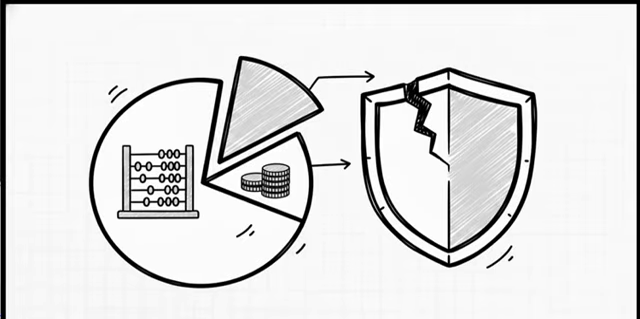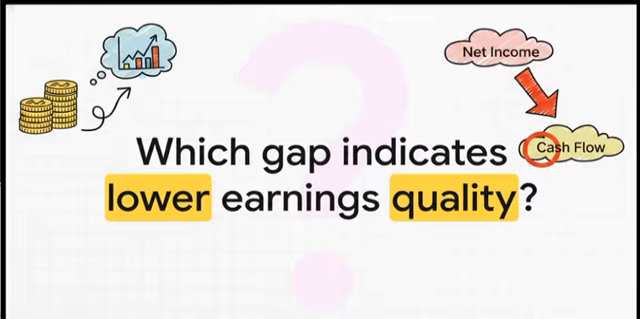Got it? Let's check. The accruals are 150 rupees. Remember the equation? Net income equals cash flow plus accruals. So if we just rearrange that, accruals equal net income minus cash flow. 500 minus 350 gives us 150. And hey, always tie the math back to the core concept. If those 150 rupees in accruals represent a huge chunk of the 500 in net income, you might be looking at lower earnings quality.